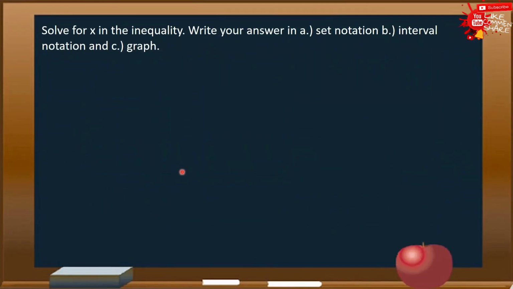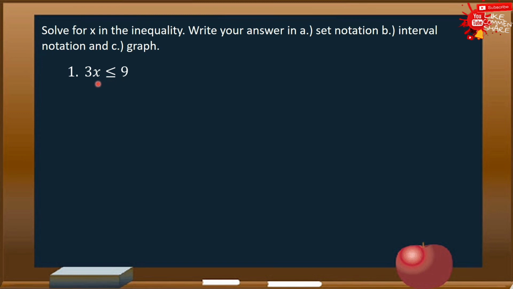Now, let us have examples. So we have here the instruction, solve for x in the inequality, write your answer in a set notation, interval notation, and graph. So let us have example number 1. So we are given here 3x is less than or equal to 9. So if you notice, wala na tayong ibang gagawin. So proceed na tayo with the division.